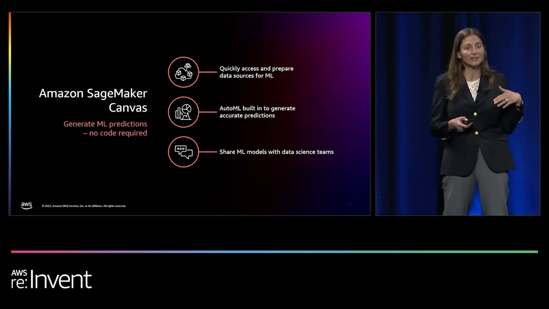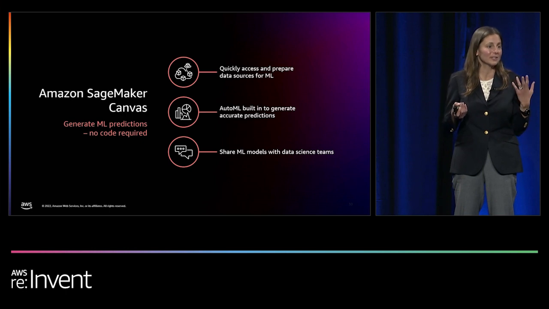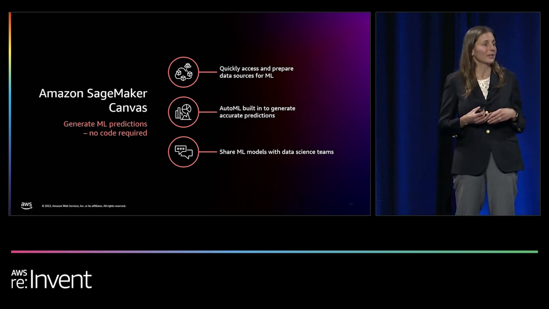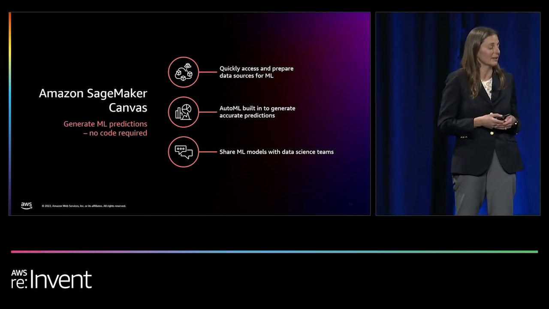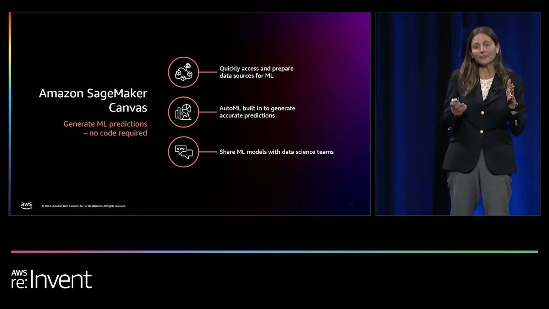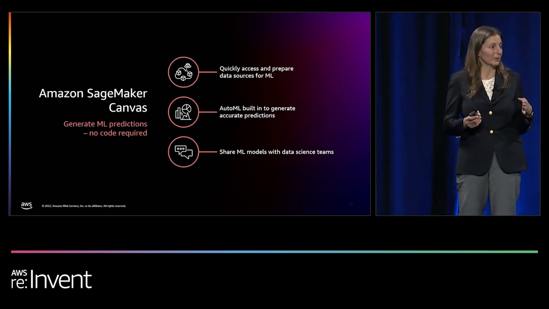Canvas allows you to bring in data sets locally from your machine. You can drag and drop Excel files, CSV files. You can also pull in data from Amazon sources like Redshift, S3, or even third-party data sources like Snowflake. And then Canvas gives you the option to do a quick model build or a standard model build. I'm going to show you how to do the quick model build in this demo.